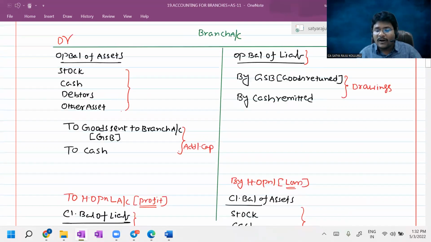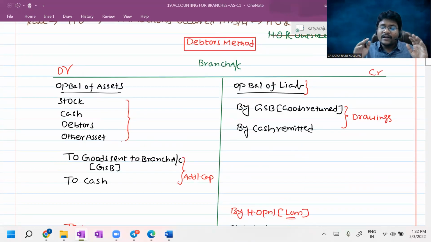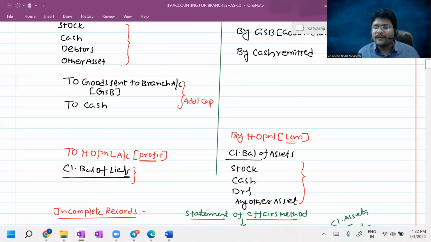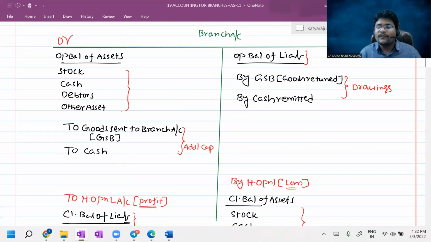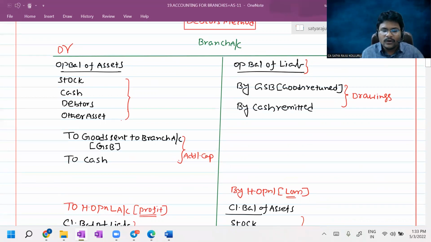In head office P&L, what will happen? Head office will generate its own profit, and apart from that, the head office is also going to consolidate the profit or loss of all the branches under the head office P&L. That means we can call the head office P&L a consolidated P&L as well. So its own profit or loss as well as all the different branches' profit or loss is consolidated under the head office profit and loss account. Then you know the entity's total profit or loss. But here I'm explaining only that particular branch's profit or loss.